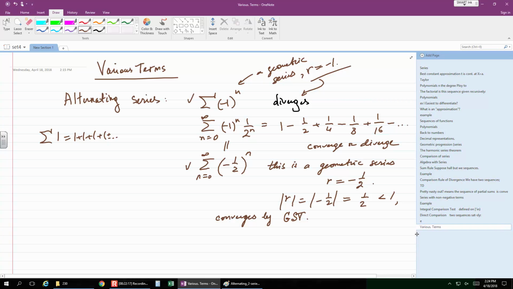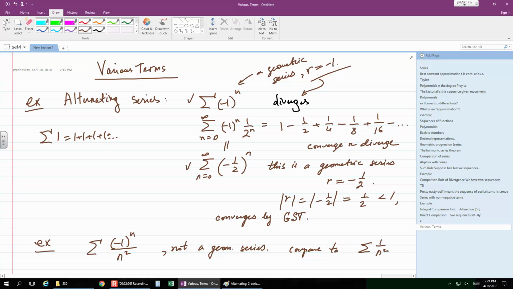So as an example, once again, a better example, I suppose, of an alternating series is the sum of -1 to the n divided by n squared. Okay, this is not a geometric series, so you cannot express it in terms of multiplication by a ratio. In fact, if you ignore the -1 to the n in the numerator, it is a p series. So if you want to compare to something familiar, you take the p series with p equal to 2, and that one is convergent.